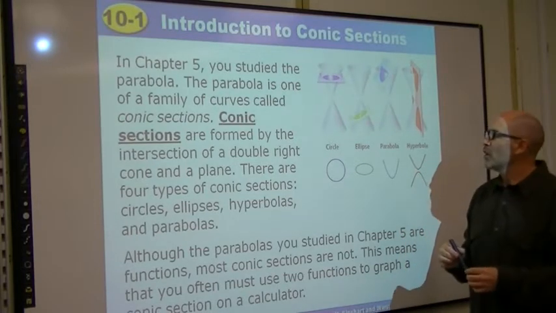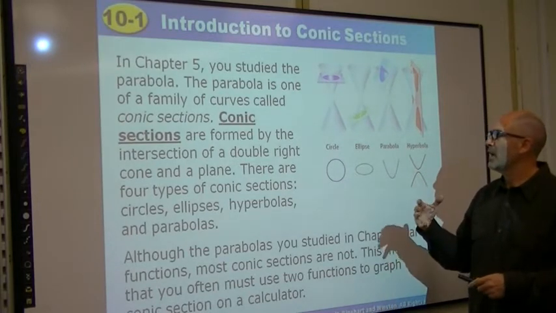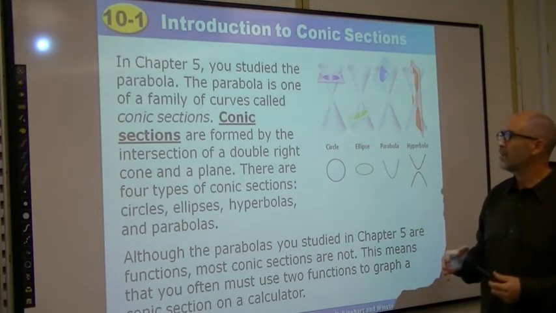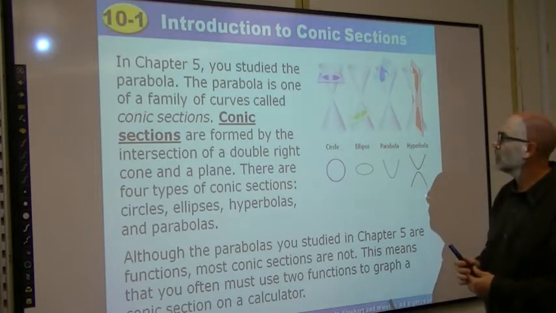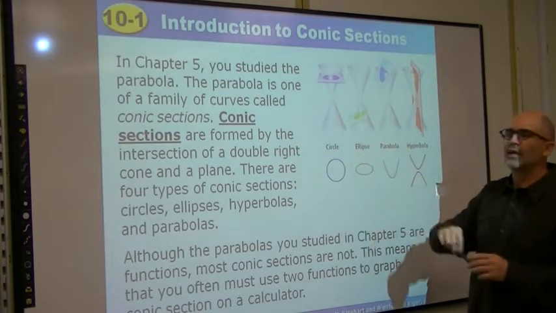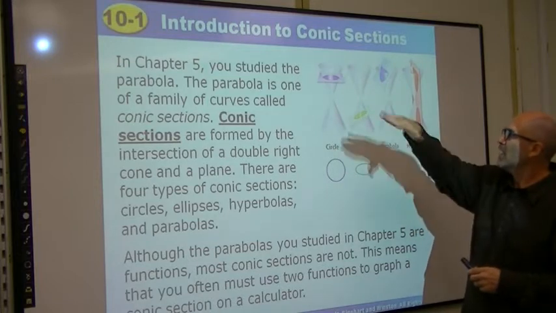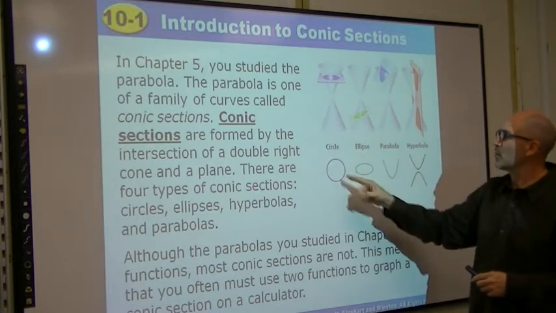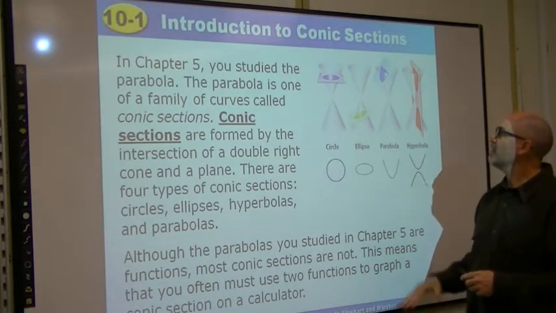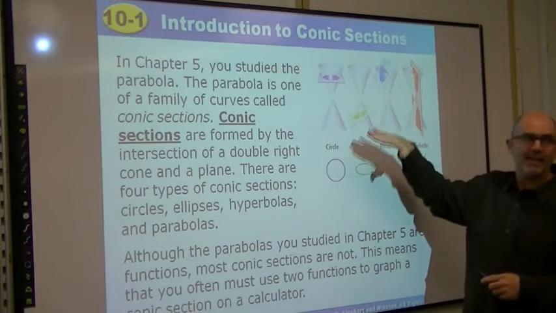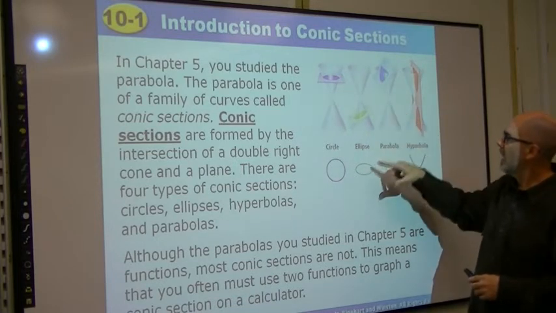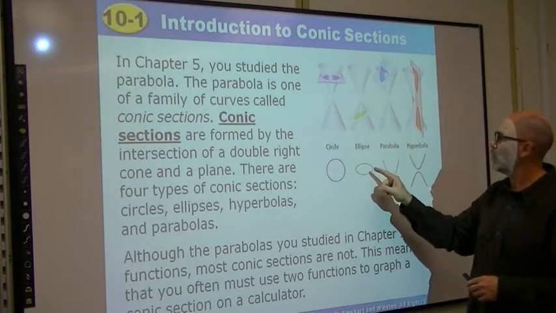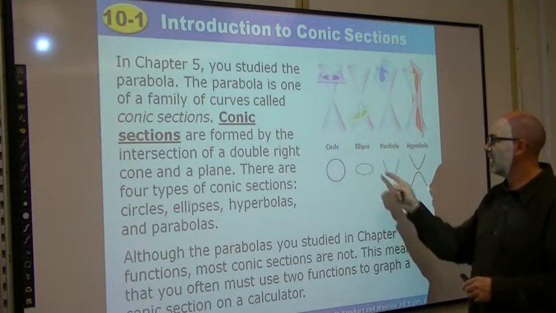Okay, the reason we call these shapes conic sections is because they come from a cone. If I take a cone and I intersect it with a plane, then what I'm going to end up with is a circle. Now, if I slant that plane, then the cross section between the plane and the cone will be an ellipse, an elongated circle.